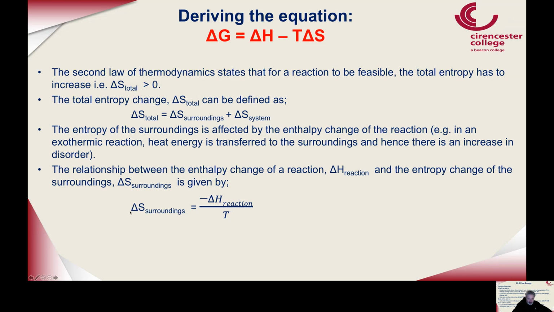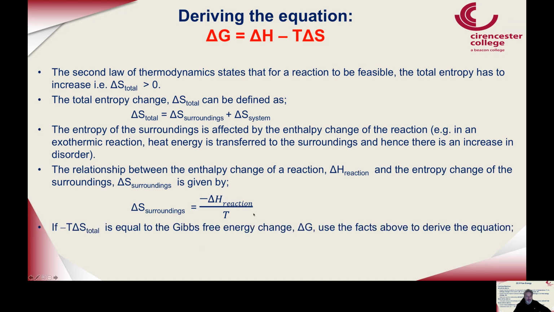So this is why delta surroundings is minus delta H divided by temperature, because the hotter it is, the fewer the ways of spreading out the energy. If you're putting more energy into something that's already hot, there's less places for it to go. If you're putting more energy into something that's cold, there is more space for it to go.